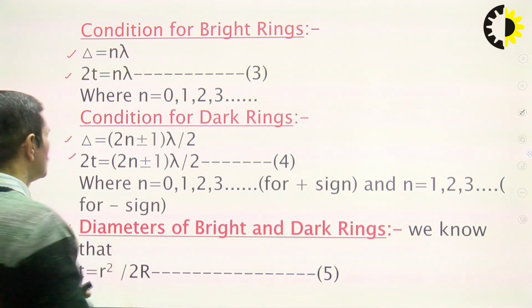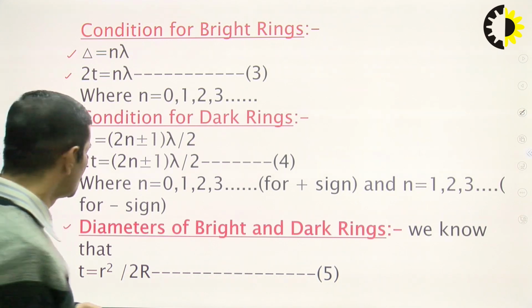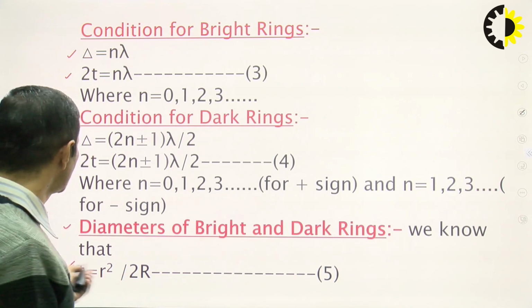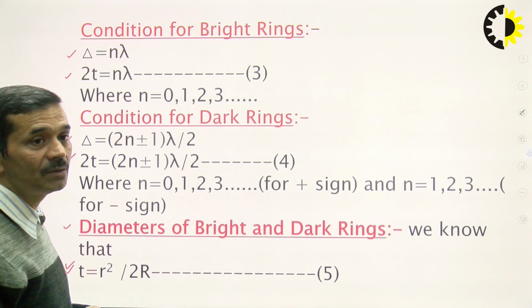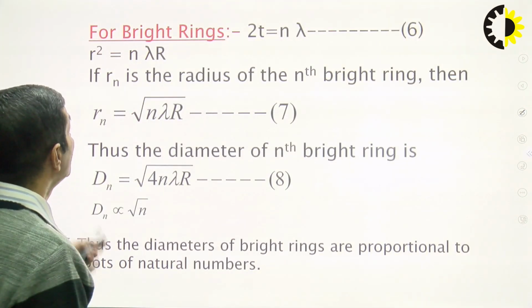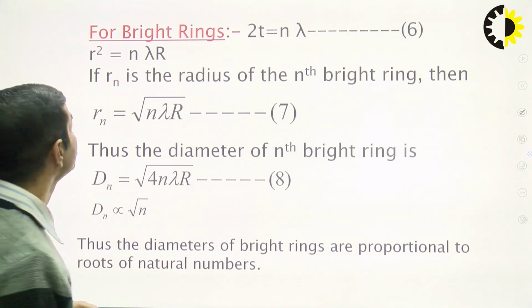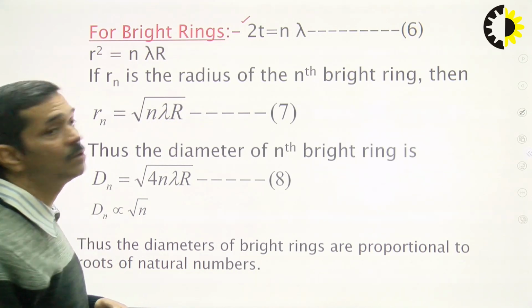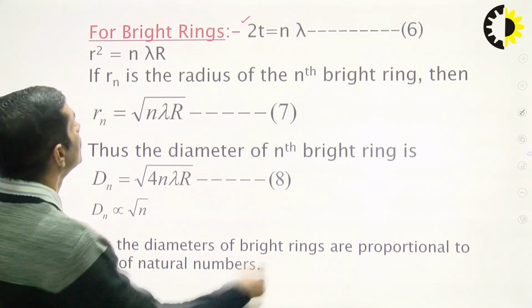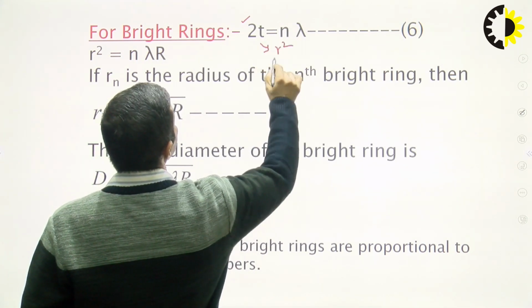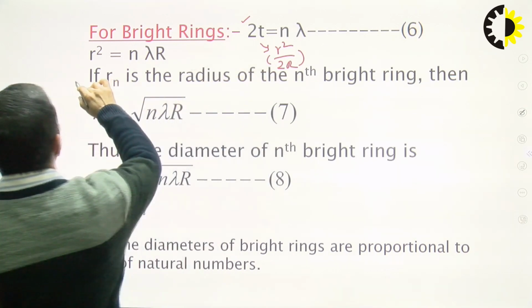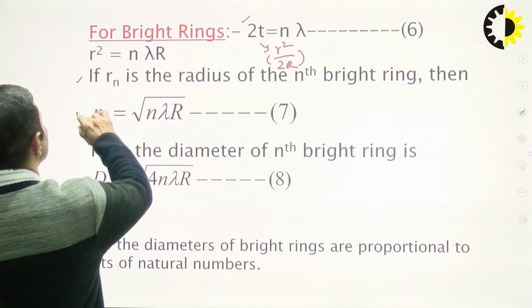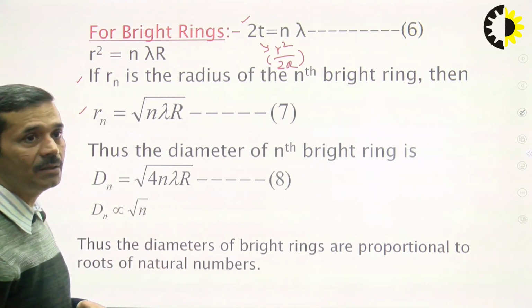Similarly we can find the diameters of the dark and bright rings in case of the transmitted system. Again we will use the relation we already used in the reflected system, between the thickness of the film and the radius of the rings, that means t equal to r square by twice R. To find the condition for the bright rings, we have 2t equal to n lambda, and we replace t in equation 3 with r square by twice R. So if rn represents the radius of the nth bright ring, then rn will be equal to root n lambda R.